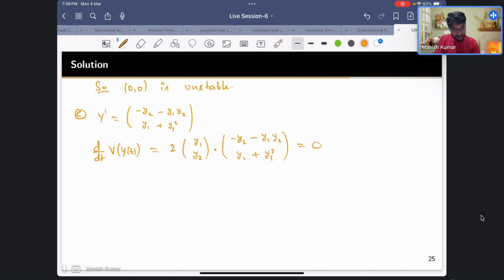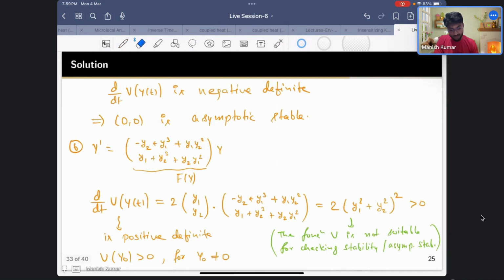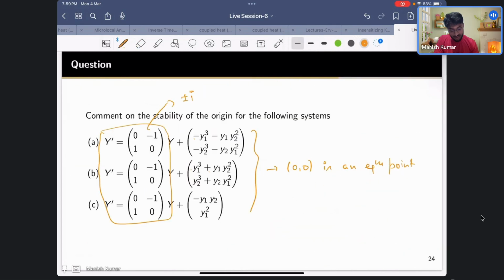So you can say that this is less than or equal to 0, right? And the functional v is positive definite. So what you can say is the equilibrium point (0,0) is stable, right? So you see that in all the three cases, because of different non-linearities, we got different properties of the equilibrium point (0,0). Although the linear system has the same property, that the equilibrium point (0,0) is a center and it's a stable point, right? Okay.